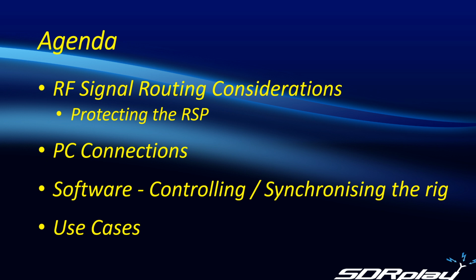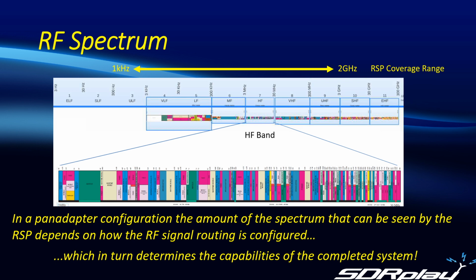So without further ado, let's look at how we can set up our RF signals. And first up, let's consider the RF spectrum at large. You may not be able to see this whole thing, but basically it goes from 3 Hertz all the way up to 3 gigahertz. And as you probably know, your RSP will cover the range 1 kilohertz to 2 gigahertz.